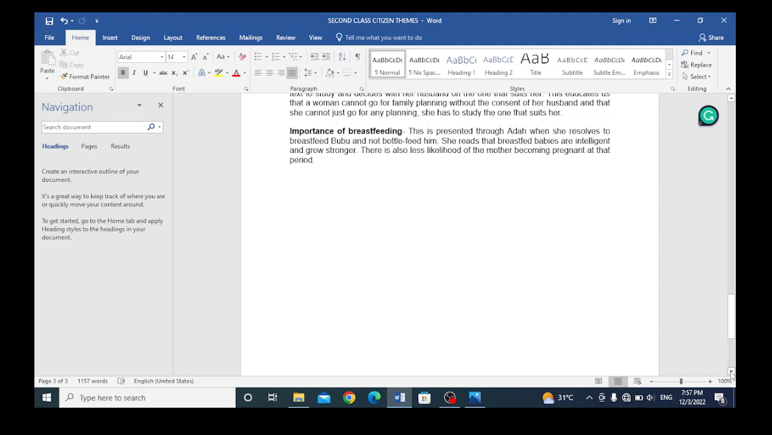So those are the major themes identified in Second Class Citizen, written by Buchi Emecheta. So let's meet again. We are still going to discuss the narrative techniques and the characters.